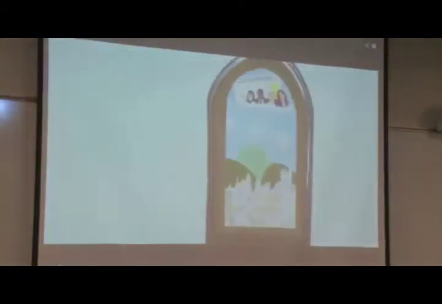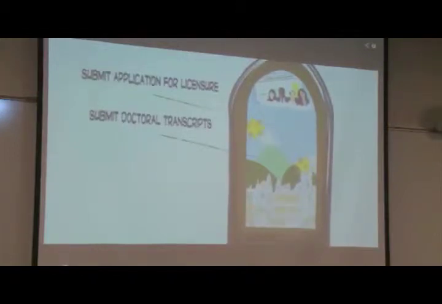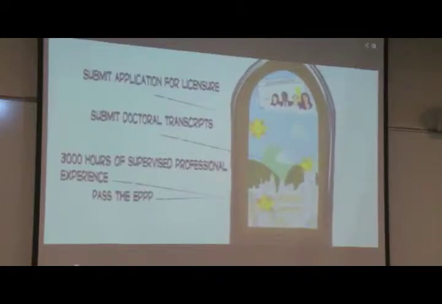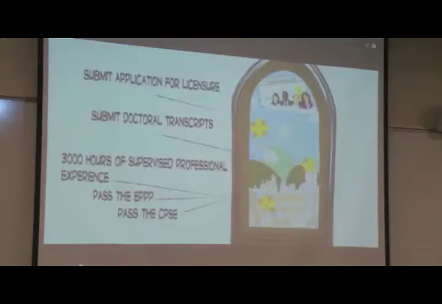Welcome to the Board of Psychology. To obtain a psychology license in California, each applicant must submit an application for licensure, submit official doctoral transcripts, a total of 3,000 hours of supervised professional experience, and take and pass the examination for professional practice in psychology, EPPP, and the California Psychology Supplemental Examination, CPSE.